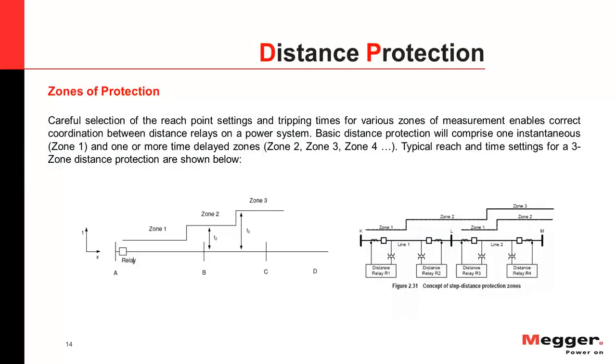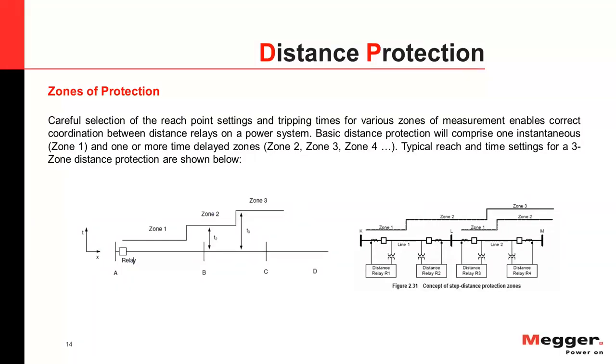And because of this, for the zone reaches there should also be some kind of coordination. For example, if I have a relay in station A protecting the line, we cannot protect 100% of the line because of the calculation error, because of CT and VT error. That's why usually we set it to 80% as a typical. And this 80% will not cover the other 20%. That's why we have another zone covering it. And then we'll talk maybe later about the zone communication, which makes it 100%.